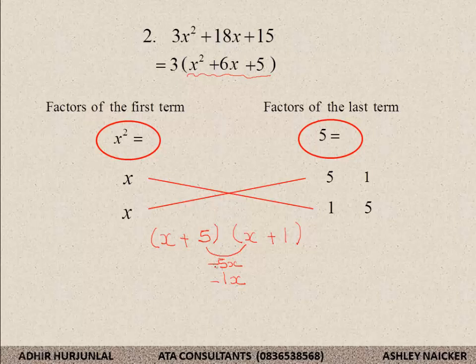If I multiply now, that's positive 5. If I multiply now, that's positive 1, which means this gives me my middle term, which is 6x, which means my factors are x plus 5 into x plus 1, like the previous example. Which means my factors of this become 3, which I told you not to forget because it's part of the factors of this expression, into x plus 5 into x plus 1.